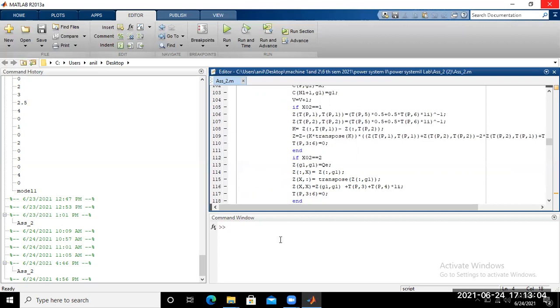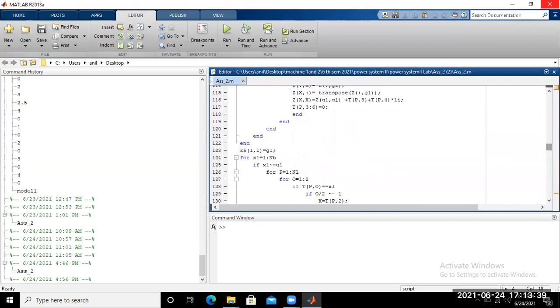If z semicolon comma x equal to z semicolon g1, so z x equal to transpose of z g1. Similarly, z x comma x, that means reactance of transmission line, that is represented by z, equal to g1 comma g1 plus t p comma 3 plus t p comma 4 into 1i. Okay, so t p comma 3 6 equal to 0 int. Okay, so just stop all the loops here. So finally you stop the loop here.